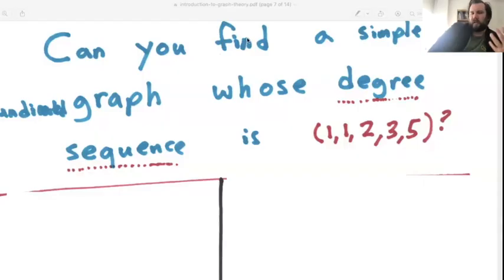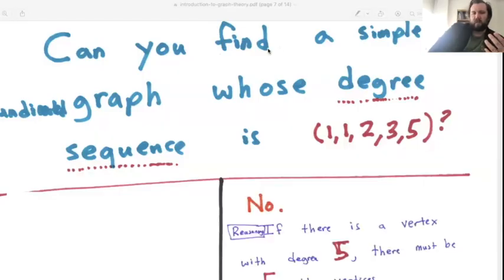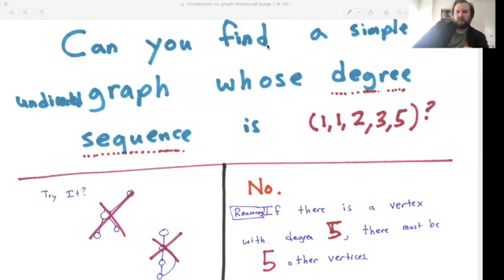We've seen how to take a graph and get its degree sequence. We can go the opposite way. We can ask, if you know the degree sequence, can you figure out the graph? I might try this. I might see if I can start sketching one out. Figure out after I try it.